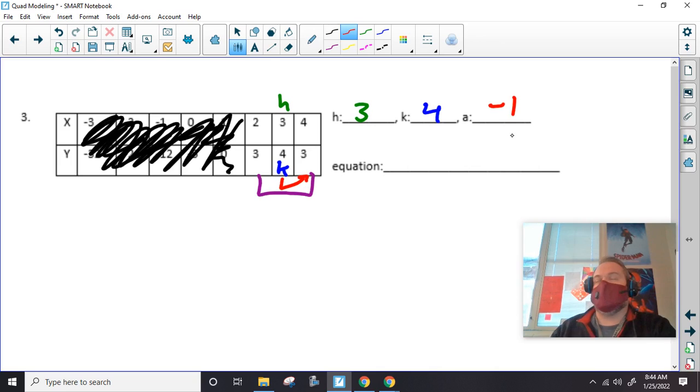Minus 1. Okay. Believe it or not, in the real world, like outside of this building and stuff, more times than not, your A values will be negative because you're calculating stuff using gravity and the curvature of the earth and whatever.